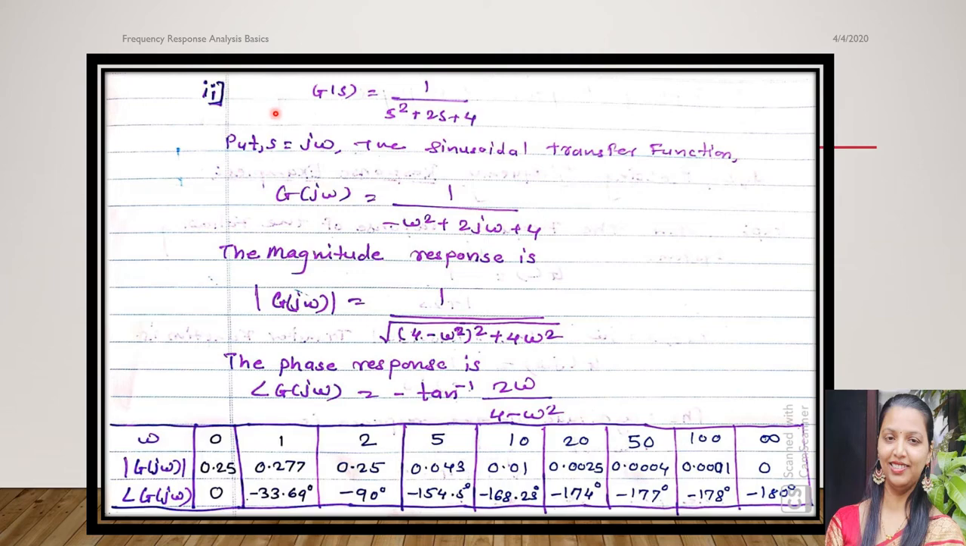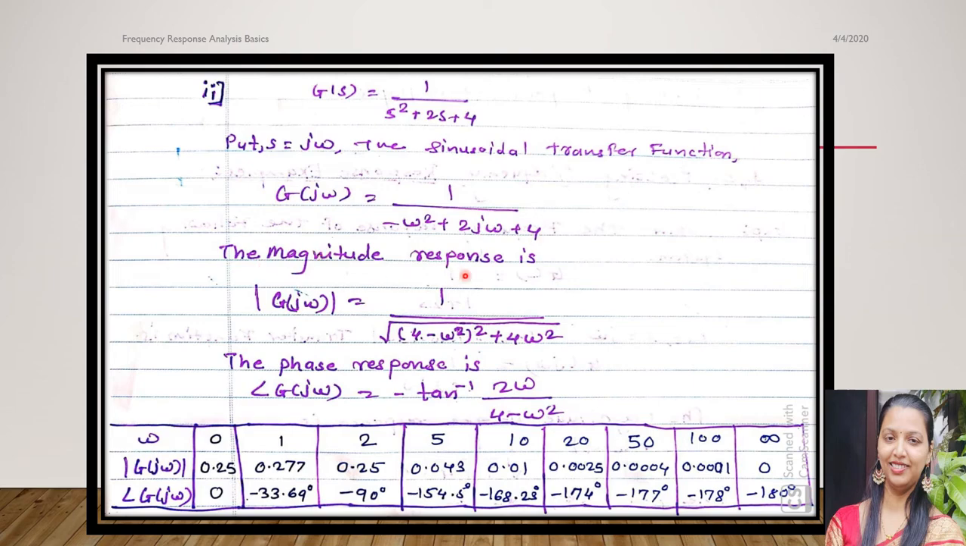On a similar line, let us draw the frequency response of the system G(s) = 1/(s² + 2s + 4). So put s = jω. The sinusoidal transfer function is given as G(jω) = 1/(−ω² + 2jω + 4).